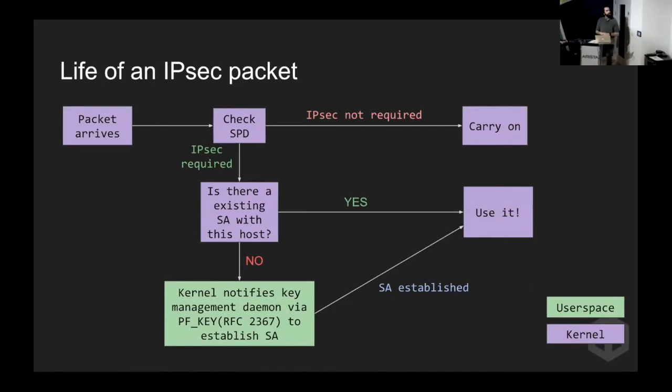Whenever a packet arrives, your kernel will check the security policy. If IPsec is not required for that particular packet, everything's fine, you don't need to do anything else. If it is, we'll check if we have a security session currently with our host. If we have, we'll just use it, and we need to decrypt or encrypt the packet, and everything's fine. If we don't, we notify any key management daemon that we have in user space, tell them to do the negotiation for us, and once they have a security session, we just use it. That bit at the bottom is the only one that happens in user space. Everything else happens inside the kernel.